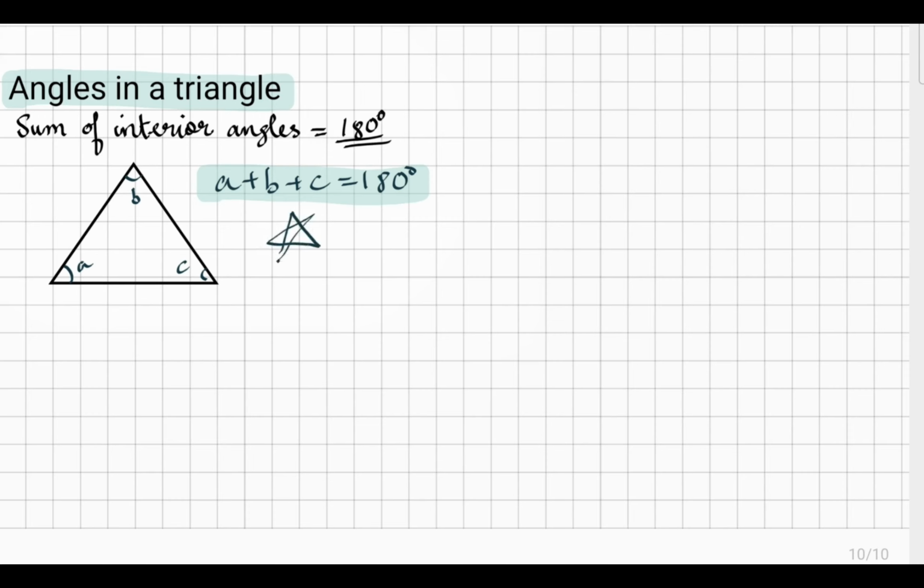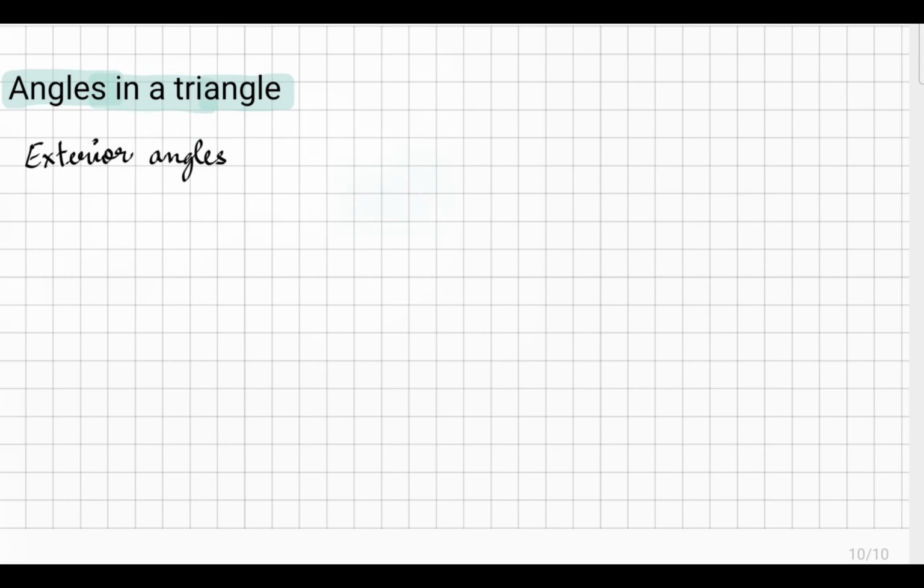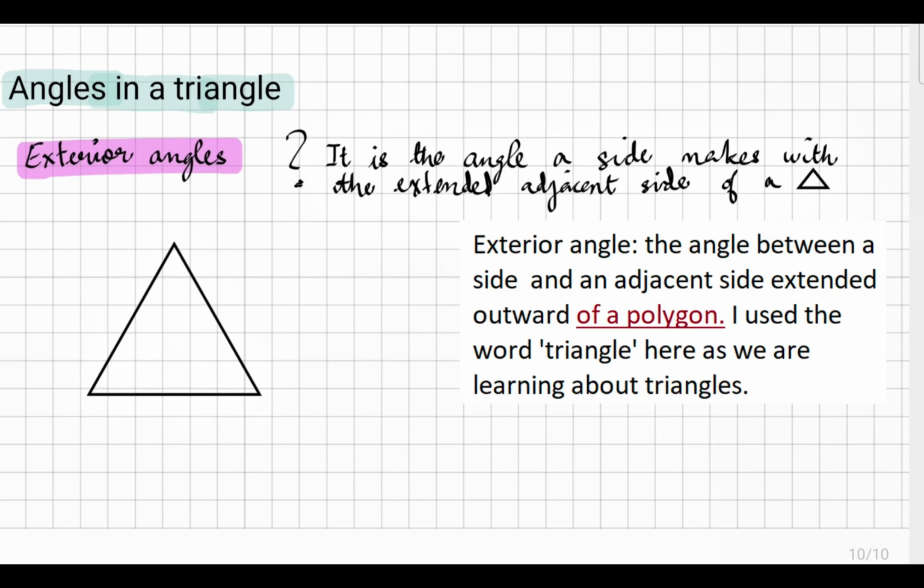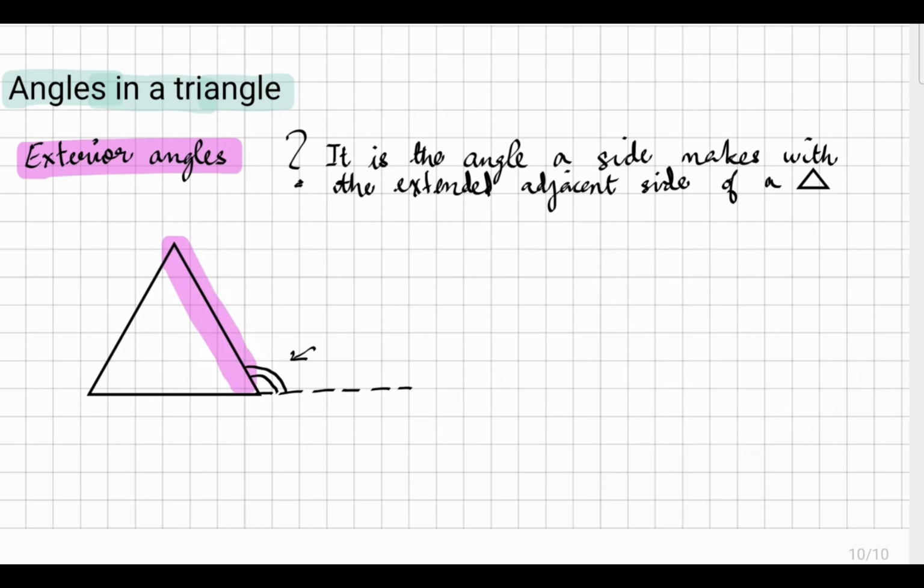Now moving on to the next topic, exterior angles. What are exterior angles? An exterior angle is the angle between a side and an adjacent side extended outward of a triangle. Here, when we extend the base of the triangle, this angle would be called the exterior angle. That is, the angle this side makes with the adjacent side which has been extended outward, as shown by the dotted lines. Now, what if I extend this side of the triangle?